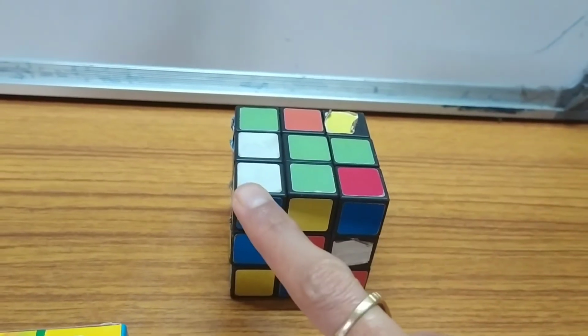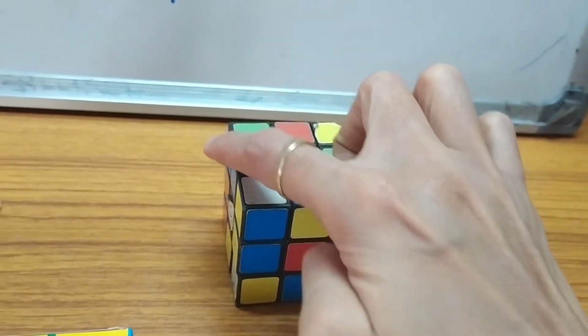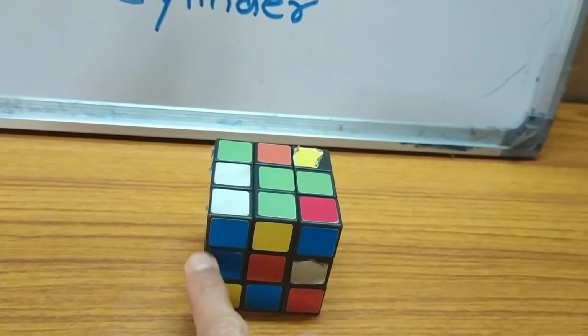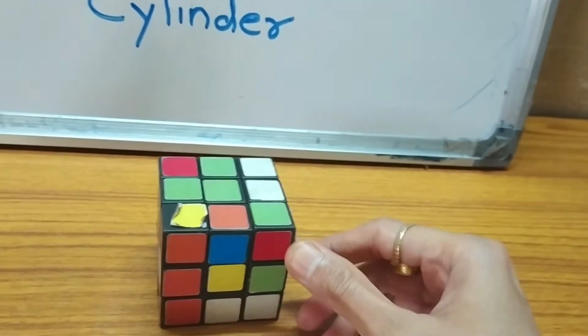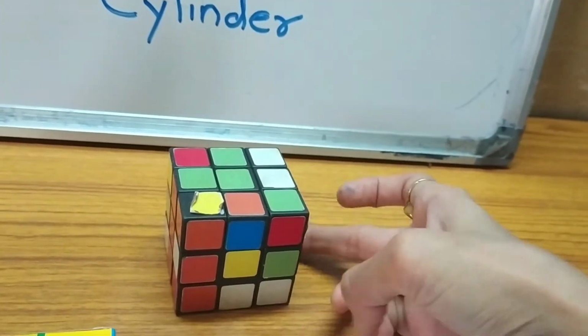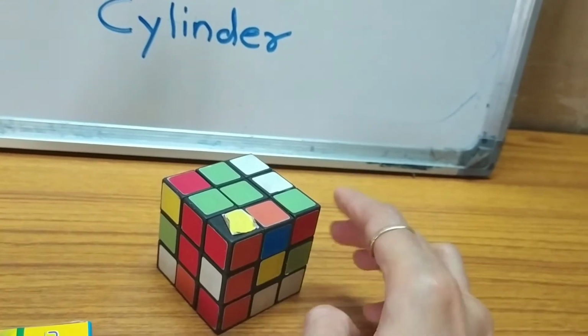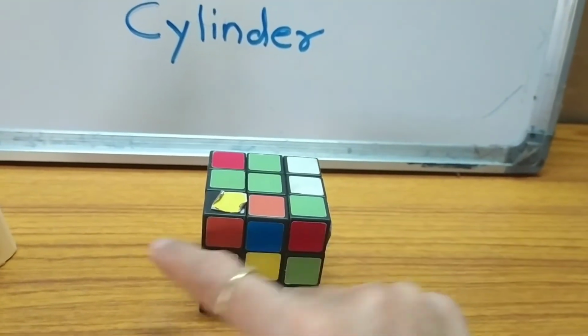Look at the edges of the cube. This is the first edge, second, third, fourth. Again, 5th, 6th, 7th, 8, 9, 10, and 11 and 12. These are the 12 edges. So a cube has 12 edges and 6 faces.